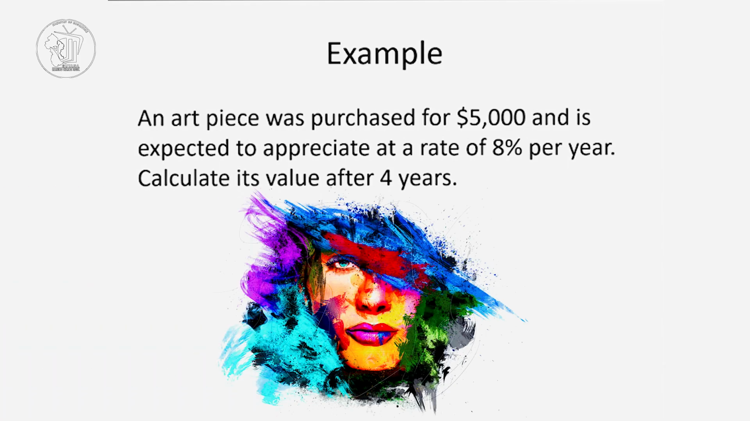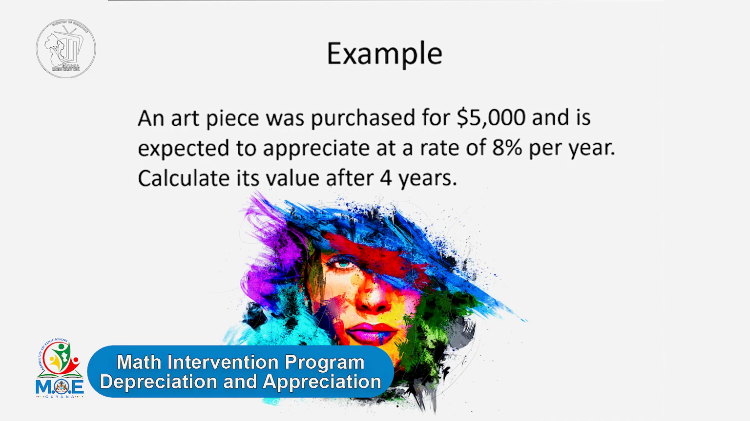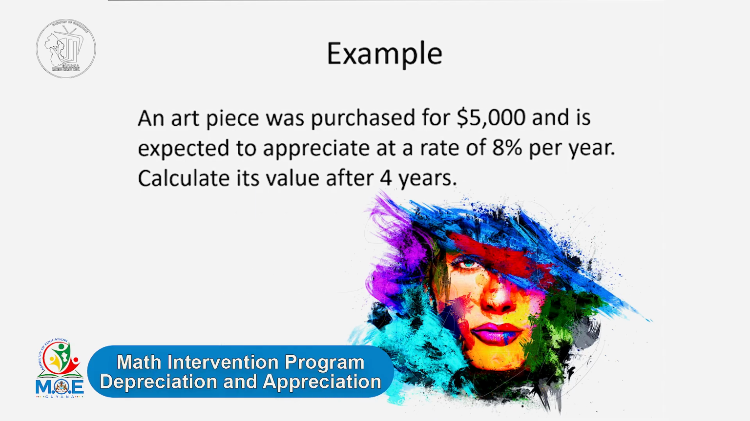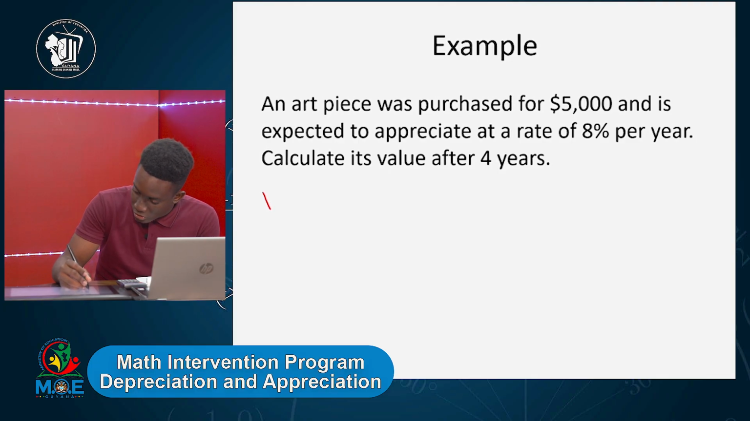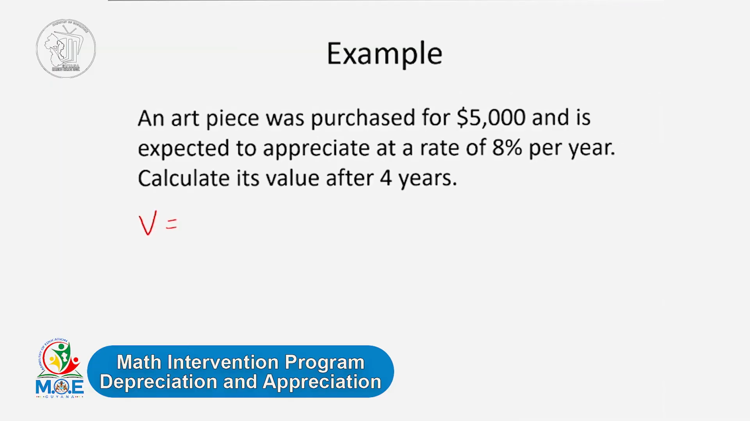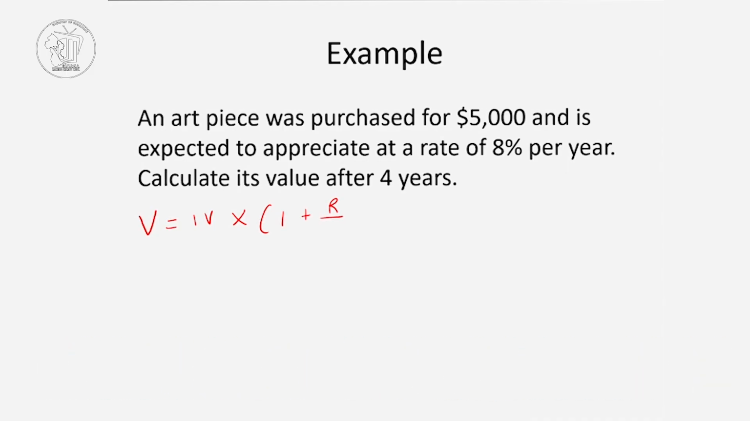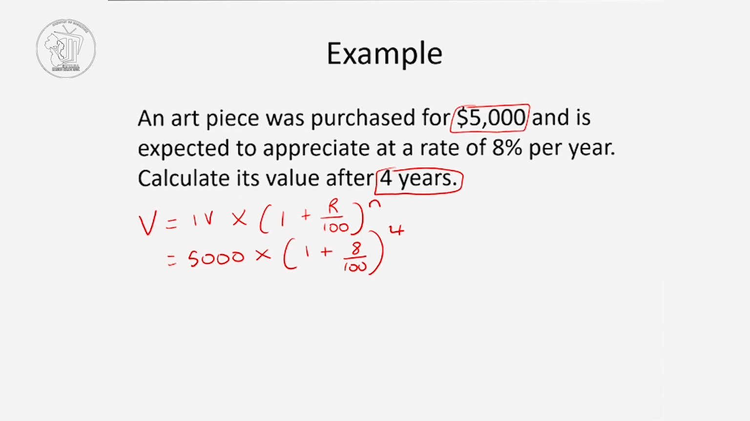This example says an art piece was purchased for 5,000 and is expected to appreciate at a rate of 8% per year. Calculate its value after 4 years. So we use the formula. I'll just use shortened form. The value after n years would be the initial value, IV, multiplied by 1 plus the rate over 100, all raised to the n power. So we see that the initial value is 5,000. So it's 5,000 multiplied by 1 plus the rate, in this case 8 over 100, all raised to the n power, which is 4 years. So we put in those things first, and then we work out.